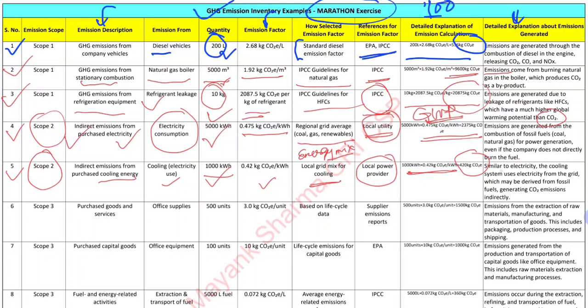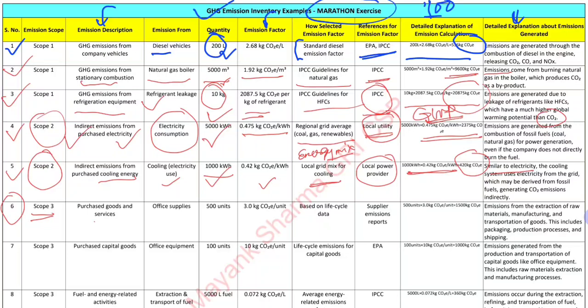Again, this is very similar to the electricity consumption. The cooling system also uses electricity from the grid, which can be derived from fossil fuels, generating CO2 emissions indirectly. Okay, the next is a scope 3 example.